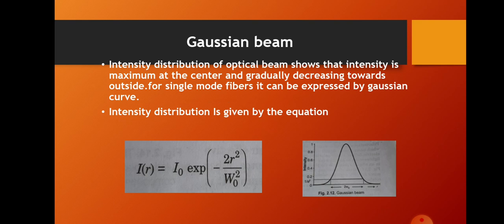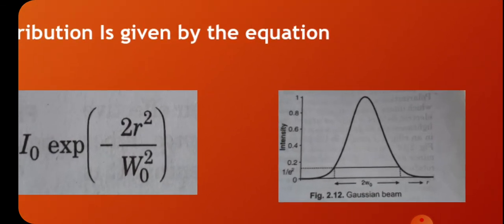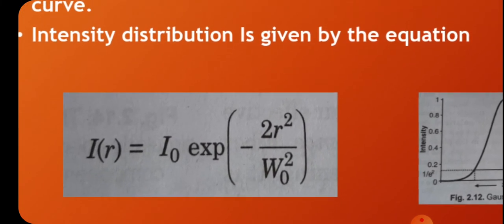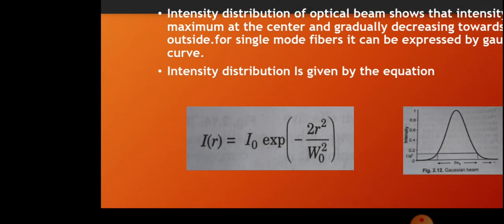And what is a Gaussian curve? It is shown in the figure. Once we understand the propagation of modes in the fiber, we know that for the TE01 mode, the wave propagation waveform is like this, and this is a Gaussian beam. It is plotted as intensity against diameter, and the intensity distribution is given by the equation I of r equal to I0 into exponential of minus 2 r square divided by W0 square.